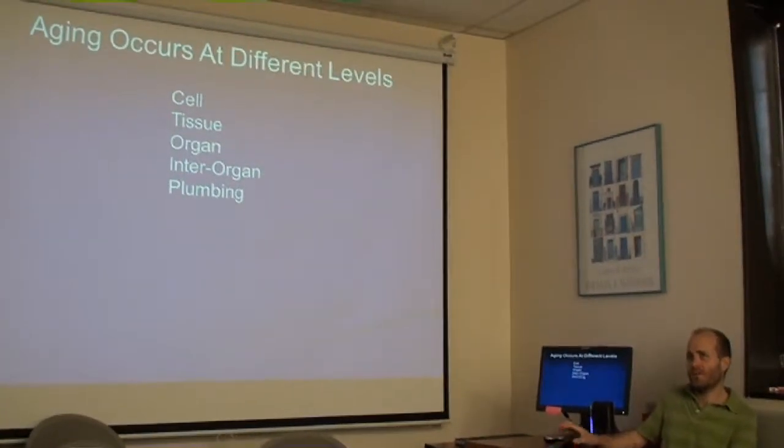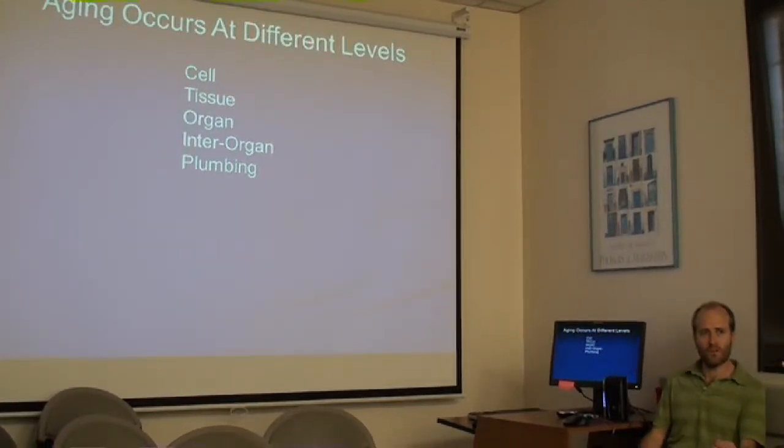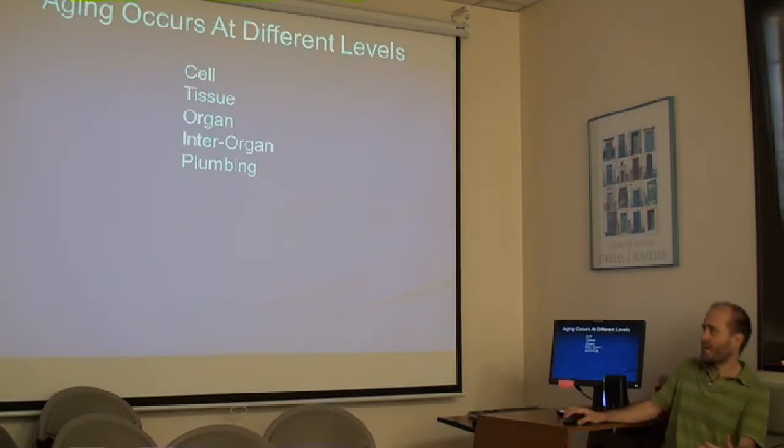So you can imagine, we certainly know from studies on single cells that even single cells age. But does the system break down at the level of the tissue, of the organ, or is it just the plumbing? In the extreme case, you can imagine having a perfect set of organs, and yet it's just the blood system, the ability to transfer things between organs. So the first question that we need to address is, what level are we going to address aging at?